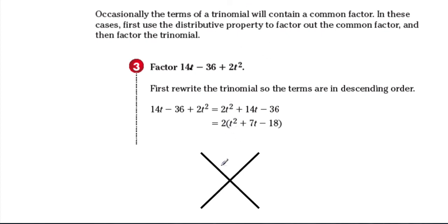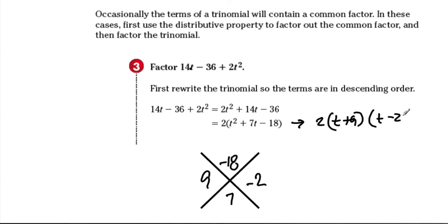We know that this coefficient is 1, so we don't have to worry a lot about grouping. So that's negative 18 and 7. What two factors of negative 18 will give you a sum of 7? That's easy enough. It's 9 and negative 2. So if you have 9 and negative 2, this will now become 2 times (t plus 9) and (t minus 2).